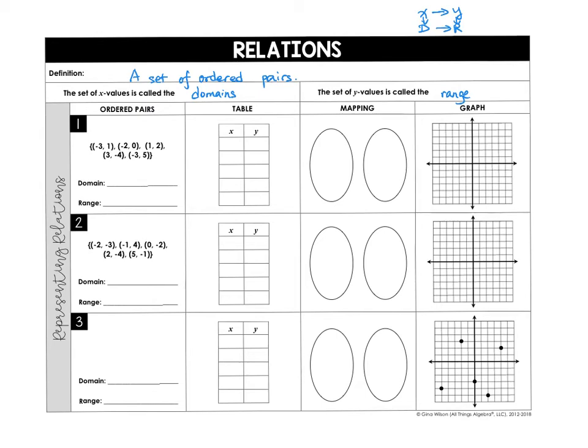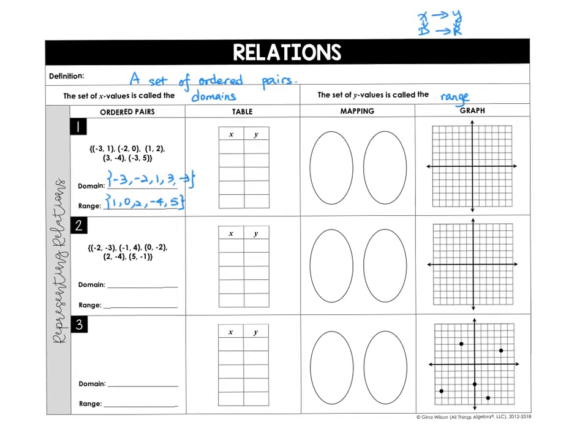Okay, so let's look at the numerical form. The domain, I said we use a little squiggly thing. It's all the x values, -3, -2, 1, 3, -3. The range is all the y values. That's how you write range. The little squiggly thing requires a little bit of practice, okay?